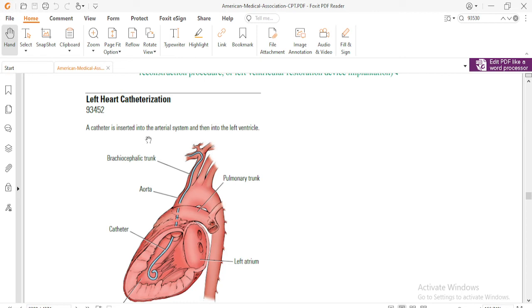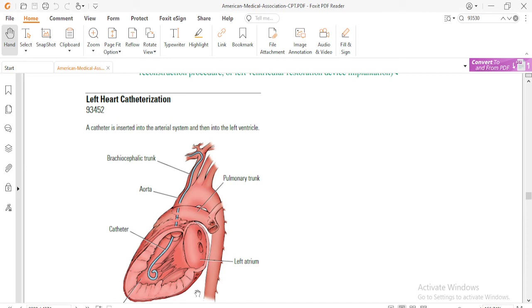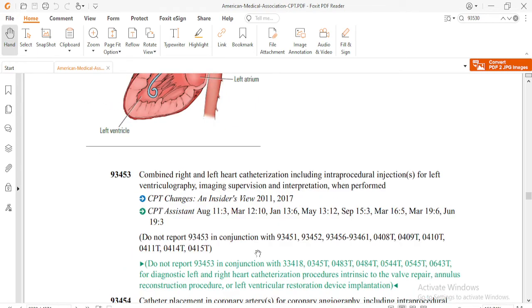Here we have left heart catheterization. A catheter is inserted into the arterial system and then into the left ventricle. Using the arterial system, the physician will place a catheter in the left ventricle. Here this is the left atrium, and this is the left ventricle. So using left heart catheterization, the physician will diagnose any problems in the left side of the heart.